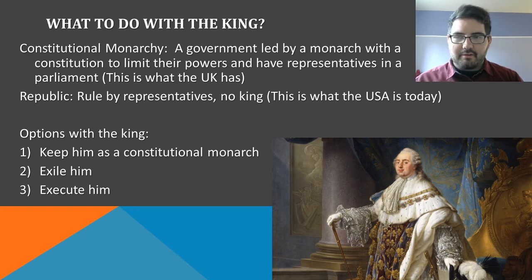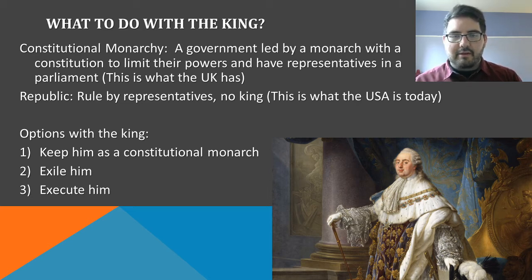That's kind of our options. So, constitutional monarchy, I was talking about this earlier, it's led by a monarch with the constitution to limit their powers and have representatives in a parliament. This is what the UK has. Or a republic, ruled by representatives and no king. Well, this is what the United States of America has.